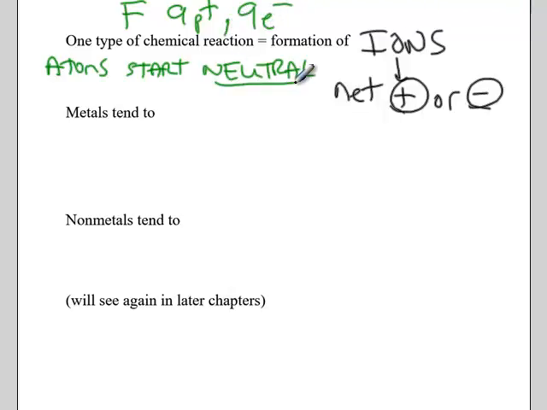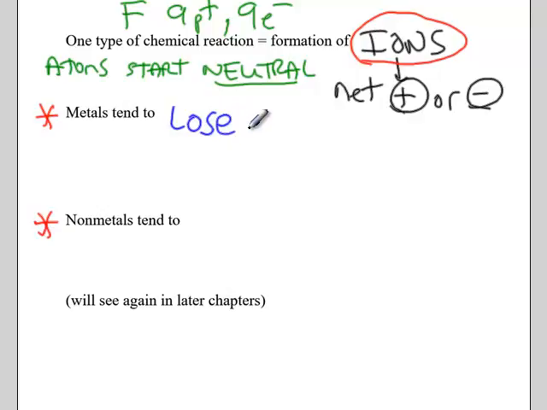That makes it neutral. However, during the course of a chemical reaction, that can change, and the fluorine could turn into an ion. Whether it's going to be a positive ion or a negative ion, we can get that information from the periodic table. The tendencies of metals and nonmetals are opposite each other. Metals have a tendency to lose electrons.